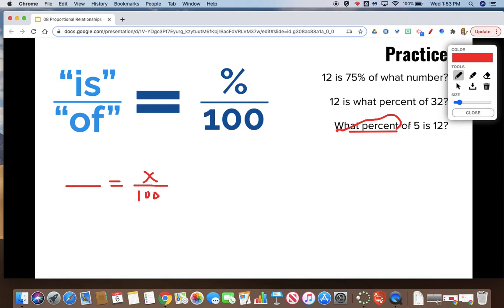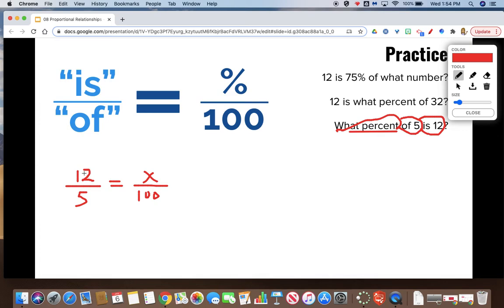Next, I'm going to pay close attention to the words and the numbers that follow them. I see of 5 shows up in my problem. That's an indicator that 5 is our whole. It needs to go where the whole goes, where this of is at. Oh, my marker doesn't want to work. There it goes. Then I see is 12. That means my 12 is my part because that word is signaling to that.